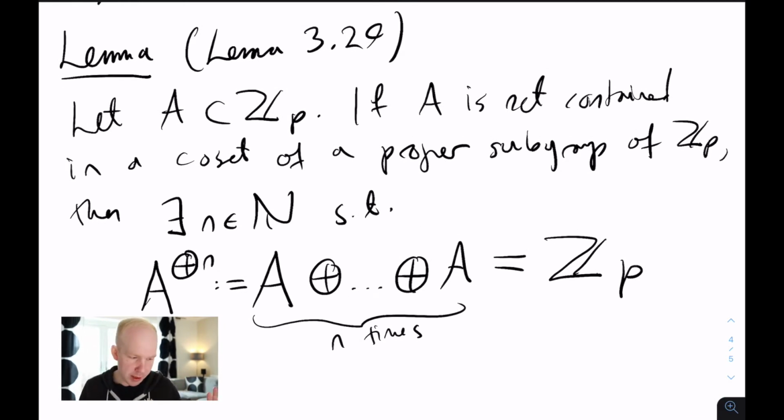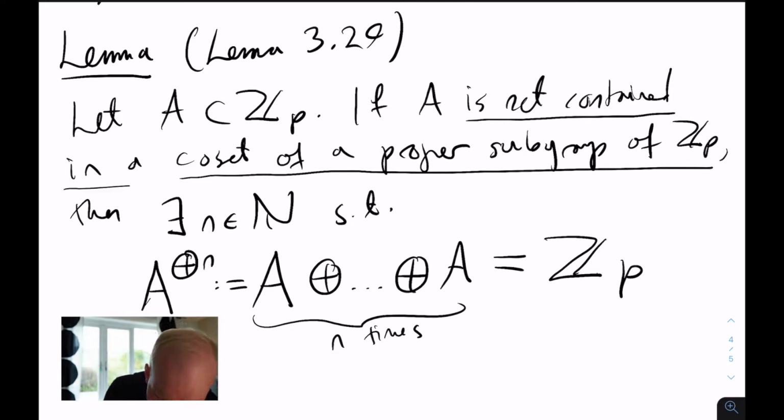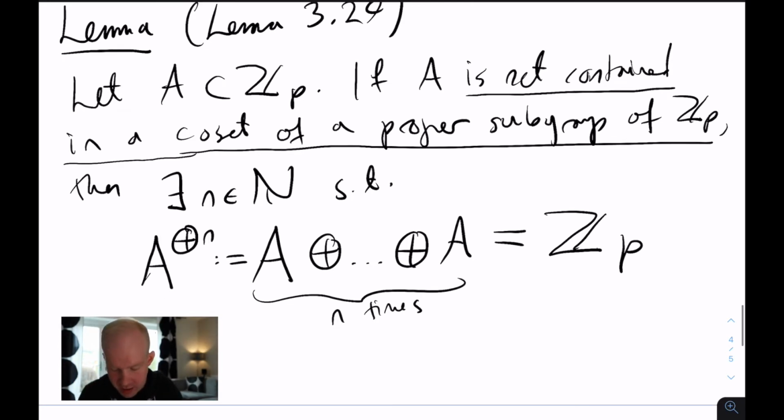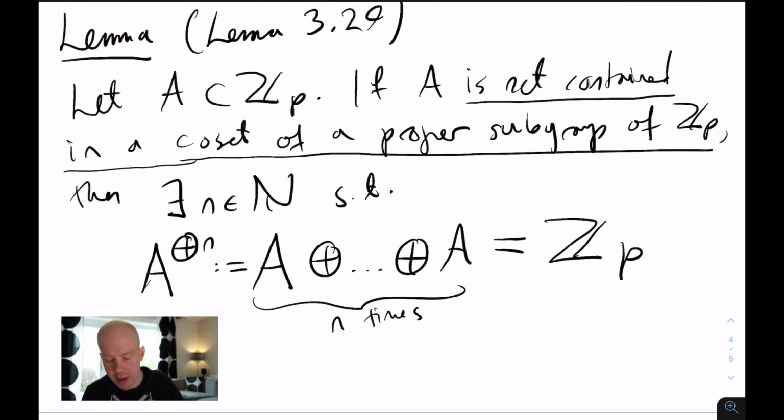So this has nothing to do with random walks yet. We just take any subset of Z_P, and if we start adding it together, as long as it's not contained in a coset of a proper subgroup of Z_P, which is the main condition, then we have this notion. It's very important, because you will later see that when you apply this to supports of probability distributions, this connects to the convolution of the random walk and gives you a connection to group theory.